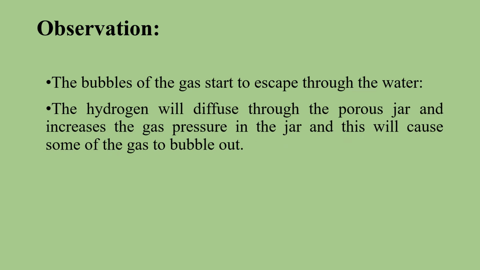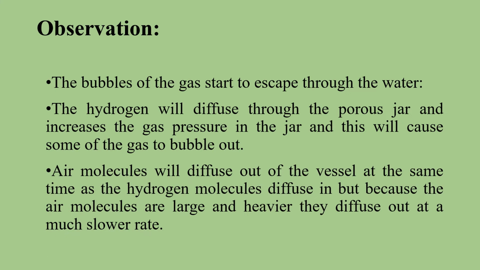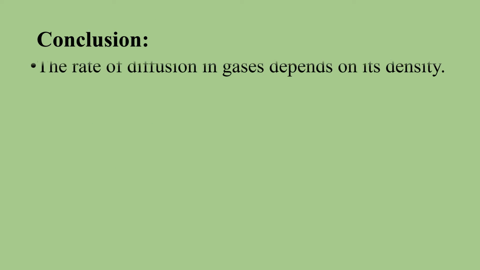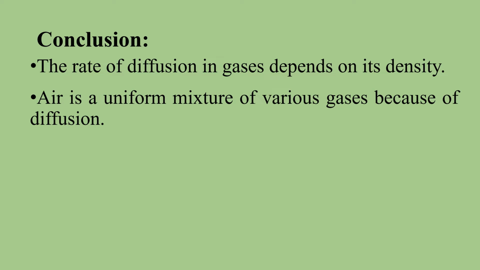The hydrogen will diffuse through the porous jar and increase the gas pressure in the jar, and this will cause some of the gas to bubble out. Air molecules will diffuse out of the vessel at the same time as the hydrogen molecules diffuse in, but because the air molecules are large and heavier, they diffuse out at a much slower rate. Conclusion: the rate of diffusion in gases depends on its density. Air is a uniform mixture of various gases because of diffusion.